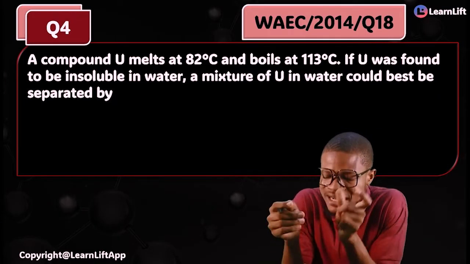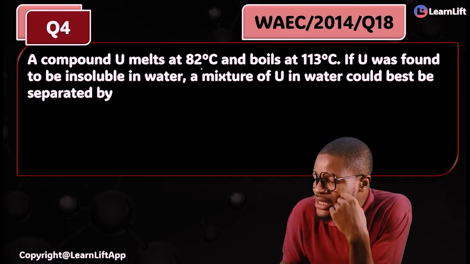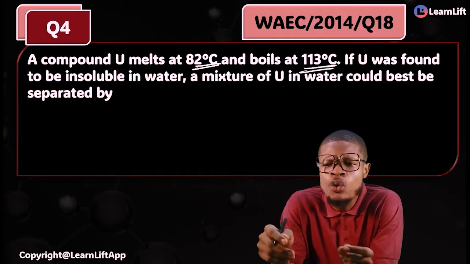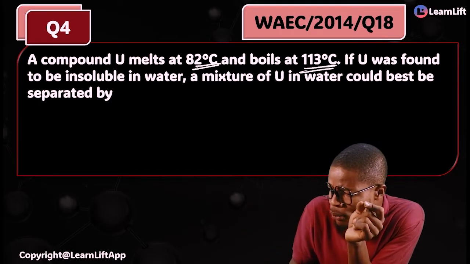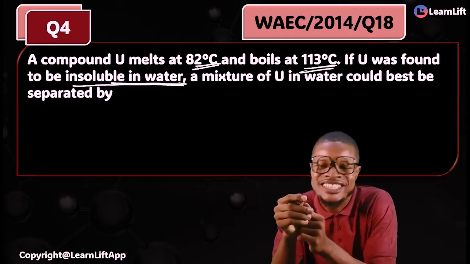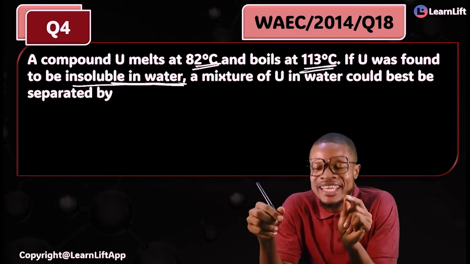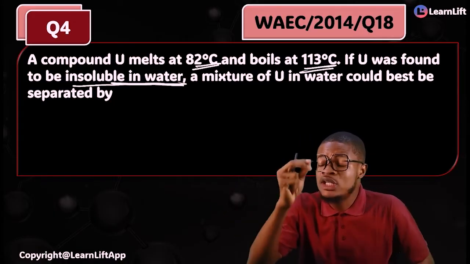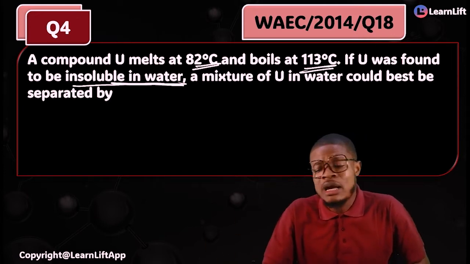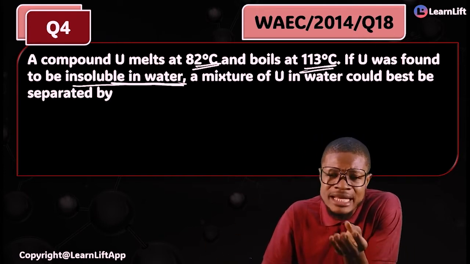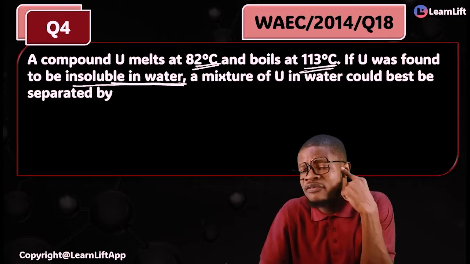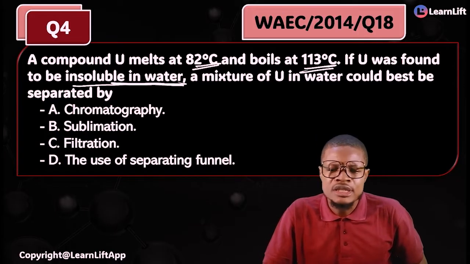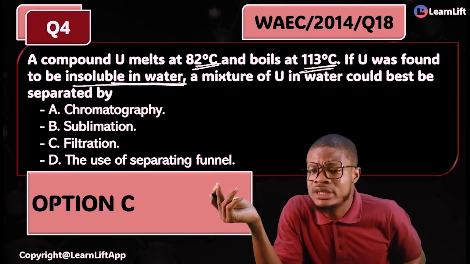A compound U melts at 82 degrees Celsius and boils at 113 degrees Celsius. If U was found to be insoluble in water, a mixture of U in water can be best separated by, they have told us that the substance U is insoluble in water. Because it is insoluble in water, what do you use to separate any solid that is insoluble in solvent? What do you use? Filtration is what you use. Option A says chromatography, no. Sublimation, no. Filtration, the use of separating from. What is the answer? Filtration is the correct answer.